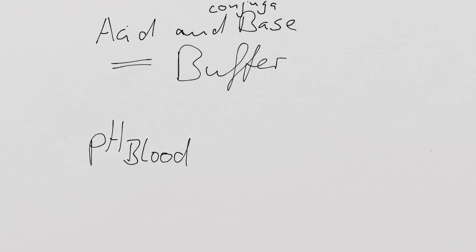Anyone? 6.8. I come back to that. It's close. 7? 6.7. It's slightly in the alkaline. The pH of blood is around 7.2. Yeah? So it is in the neutral range, but it is slightly alkaline.